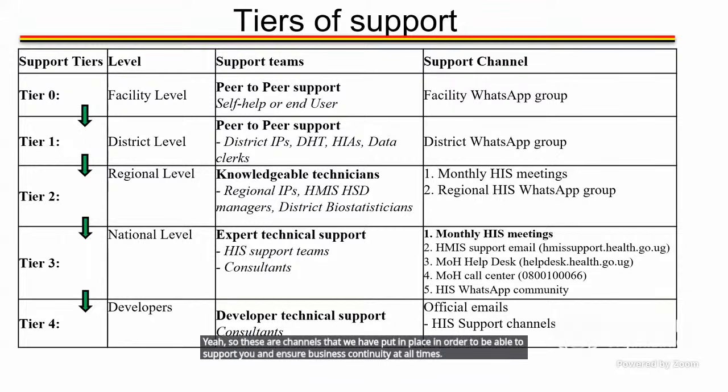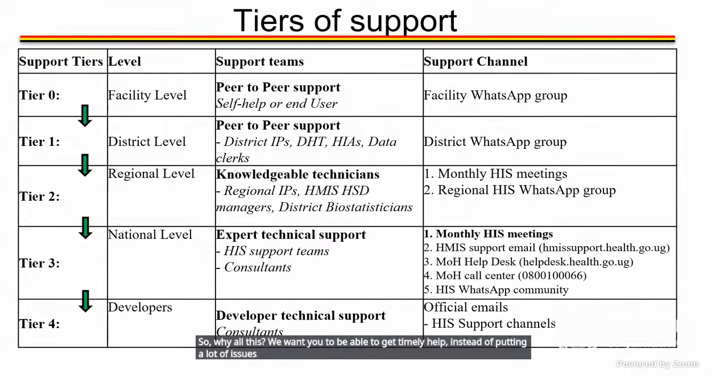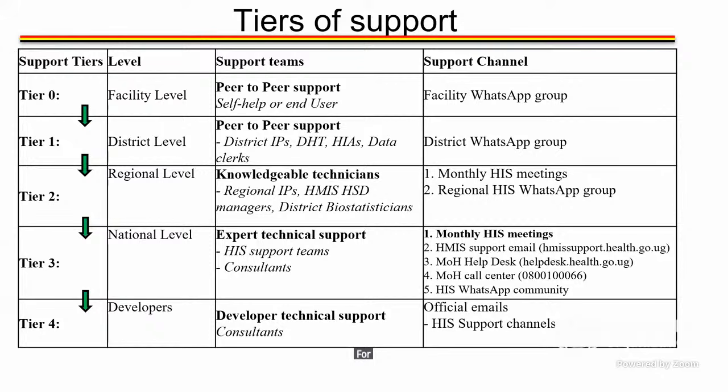So at the national level, if we are not able to resolve, we also escalate to the development team, that is tier 4. So why all this? We want you to be able to get timely help instead of putting a lot of issues to the national team that will become so burdensome. We ask that you use the levels of support within your means and that are next to you for quick help and ensuring business continuity.